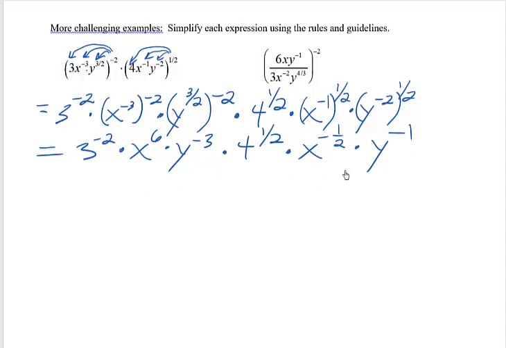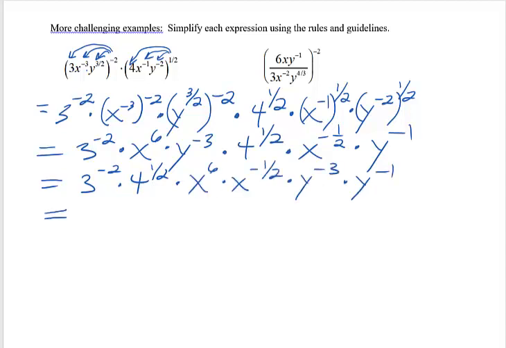Okay, let's see. I've got some options now. I think one thing that might help me is just to rearrange the order so that all the numbers are together, and then all the x ones are together, and all the y ones are together. So let's do that. Now I notice I've got a couple of situations where Rule 1 applies, here and here, where I'm multiplying two pieces with the same base. I'll worry about the numbers later.